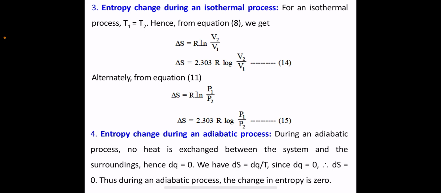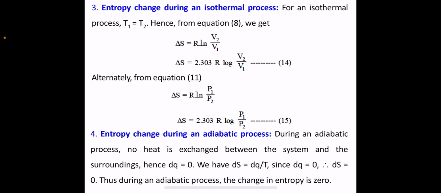The fourth type of entropy change of an ideal gas is the change of entropy during an adiabatic process. During an adiabatic process, no heat is exchanged between the system and the surroundings. Therefore dq is equal to 0. We have dS, the entropy change, equal to dq divided by T. Since dq is 0, dS also becomes 0. Thus during an adiabatic process the change in entropy is 0.